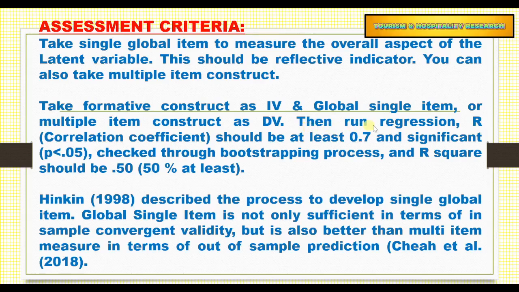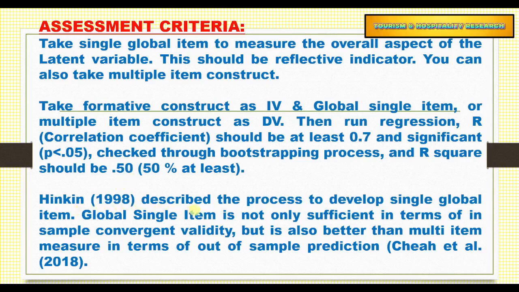Then you run the simple PLS algorithm and check the path coefficient or the correlation coefficient, which should be at least 0.7. And through the bootstrapping procedure, we check its significance level. It has to be below 0.05. That means it is significant. And the R square value should be at least 0.50.